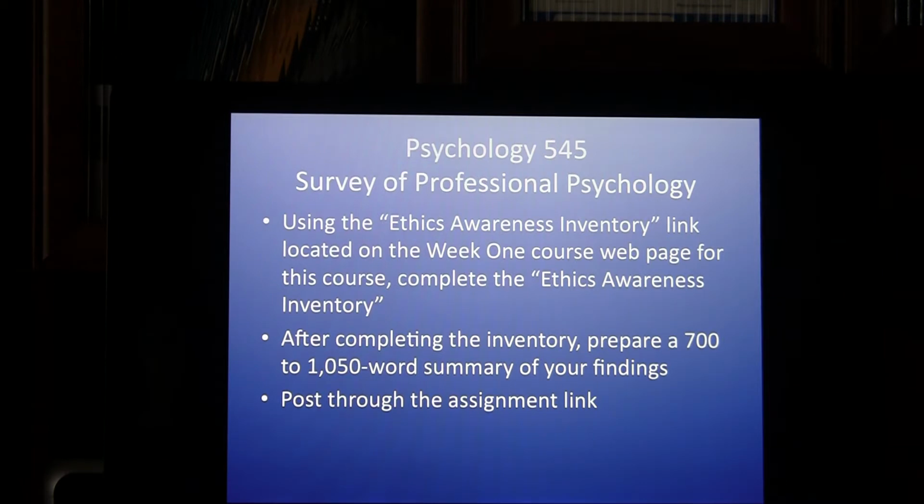You can find the Ethics Awareness Inventory on the Week 1 course webpage for this course. There's a link there. Just click on the link and it'll take you right to the inventory. Take the inventory. After you complete the inventory, prepare a 700 to 1,050 word summary of your findings using the objectives that I'm going to be discussing for the paper. It's okay to go over 1,050 words. Just make sure that you've hit every single objective. And then when you're done, post your assignment through the assignment link.